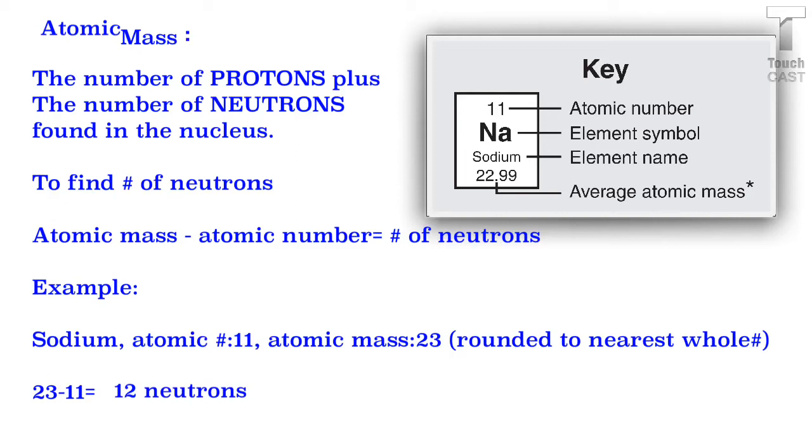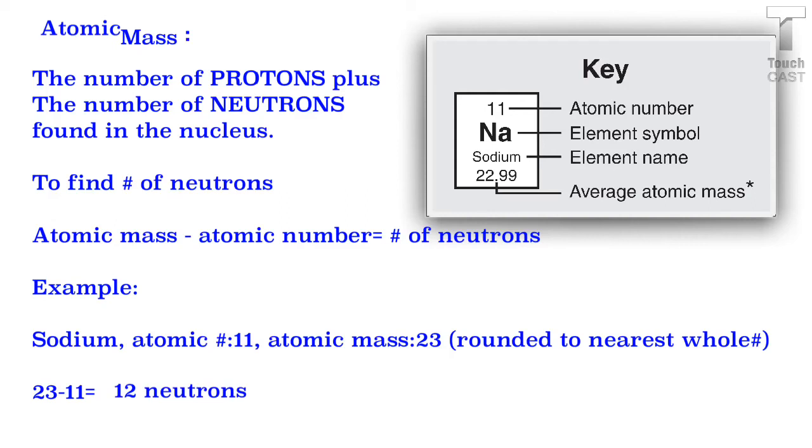So for this example, sodium has an atomic number of 11, so that's 11 protons. It has an atomic mass of 23, because remember I told you we're going to round to the nearest whole number. So 23 atomic mass minus 11 atomic number gives us 12 neutrons. And it's okay that it's not the same number, because remember, neutrons have no charge. They just simply hold the nucleus together.